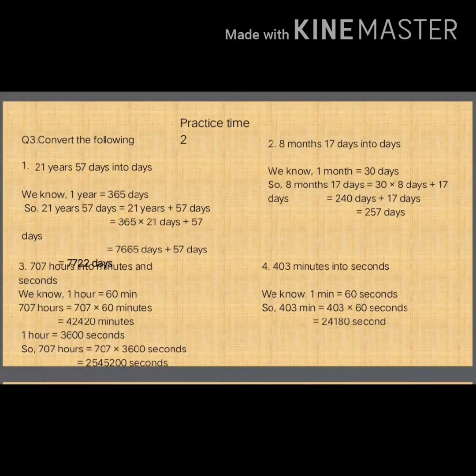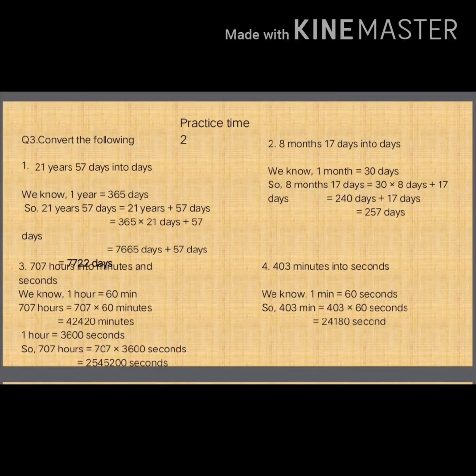Now let us see example number 3, that is 707 hours into minutes and seconds. Now as you can see, I need to convert 707 hours into minutes as well as seconds. Now first let us decide what are we converting, a bigger unit into a smaller unit or a smaller unit into a bigger unit. Yes, hour is a bigger one and minute is a smaller one. So minute is smaller as well as second is smaller, so we will be multiplying it.